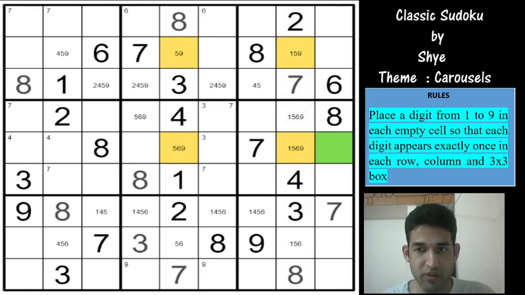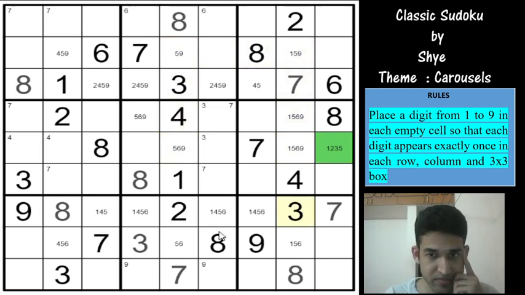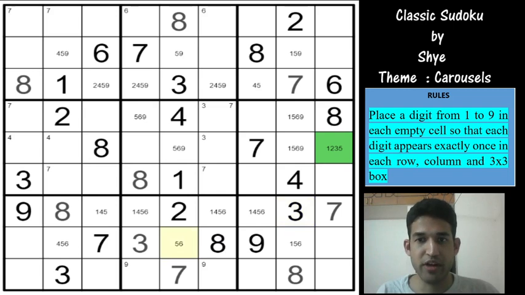So 9 can be removed from this cell, which means that this cell is going to be 1, 2, 3 and 5. I was actually hoping for some more activity here, but still 4 candidates are there. So there is nothing there. So where do we go now?